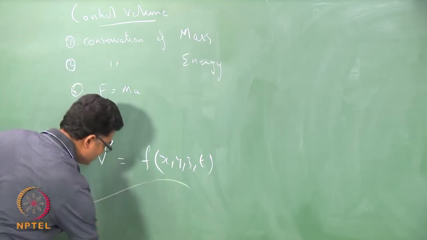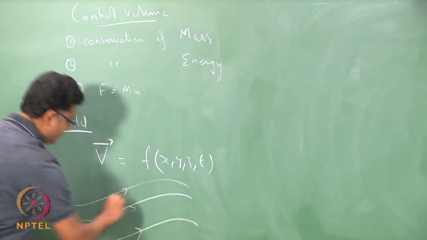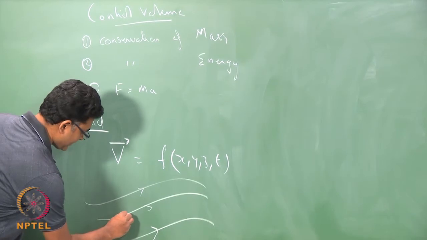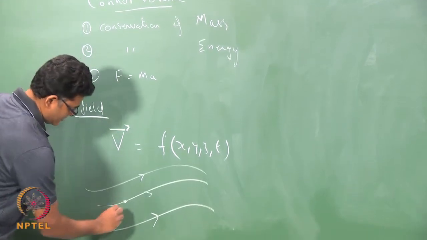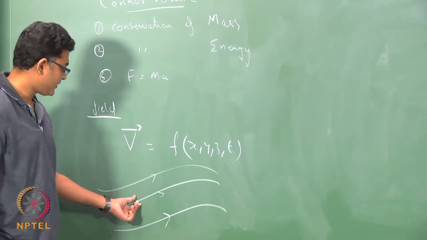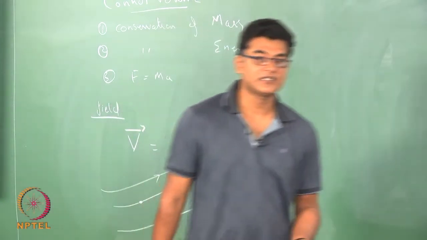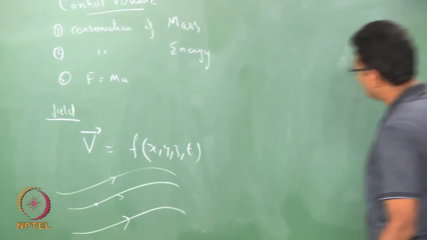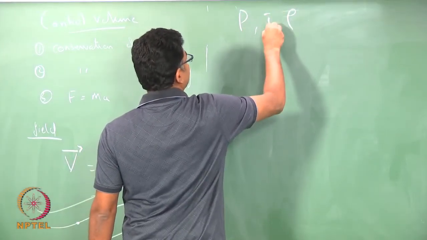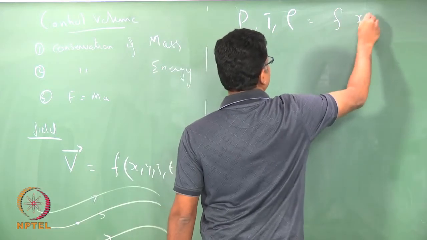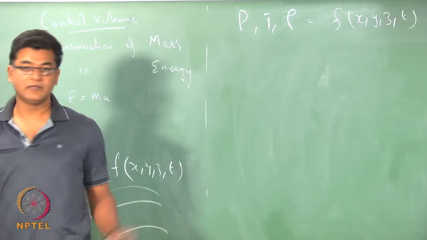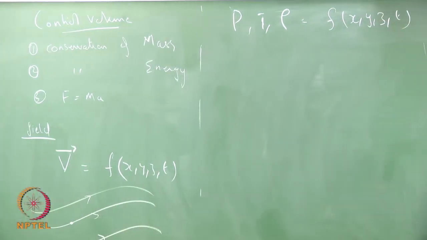So, if I have a fluid flow in space, my velocity here is depending on the location of the fluid particle and the time at which you are measuring the velocity. Likewise, the other properties, pressure, temperature, density, everything would be some function of x, y, z and t. It need not be the same function, it can be a different function, it is a different function.